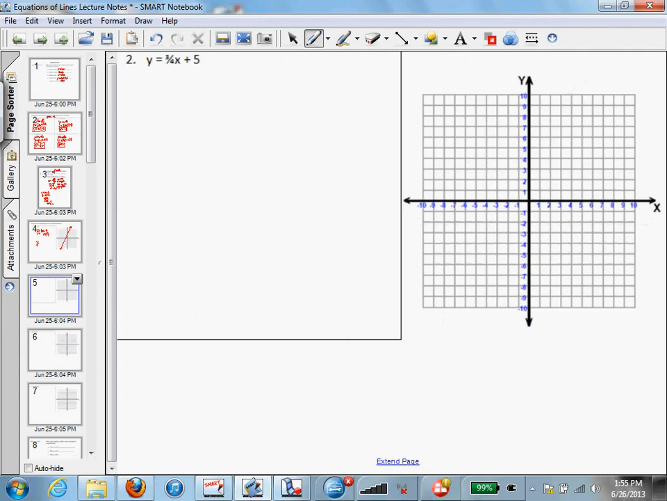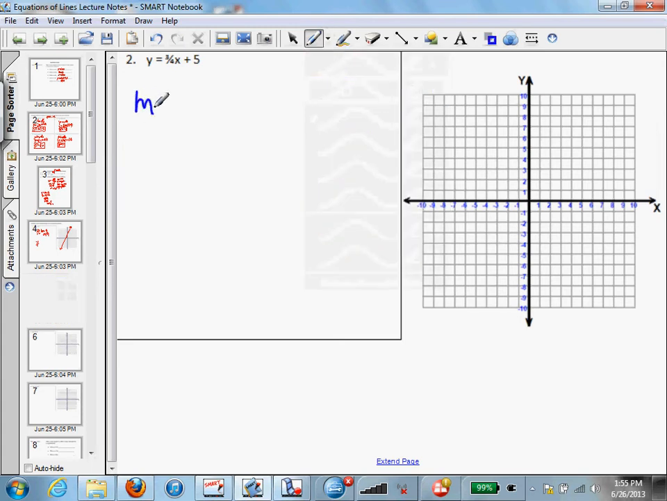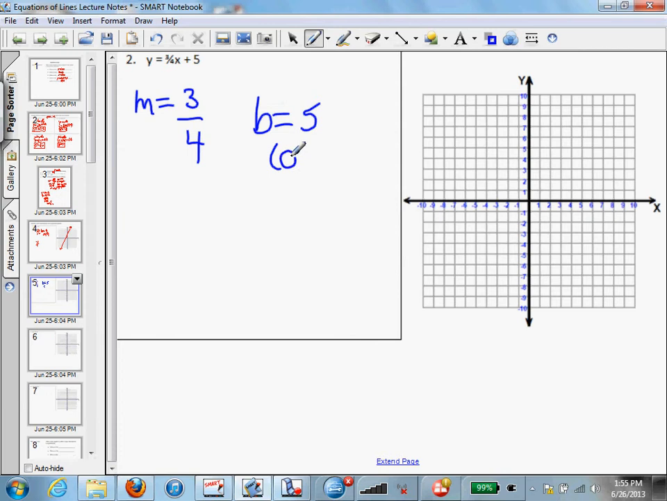Looking at example 2, we have a slope of 3 over 4, or 3/4. B looks like it is 5, so it can be written as 0, 5. Start off by plotting 0, 5, which is right here, and then use your slope of rise, so go up and then run to the right. So go up 3, 1, 2, 3, and then go to the right 4 places, so 1, 2, 3, 4.